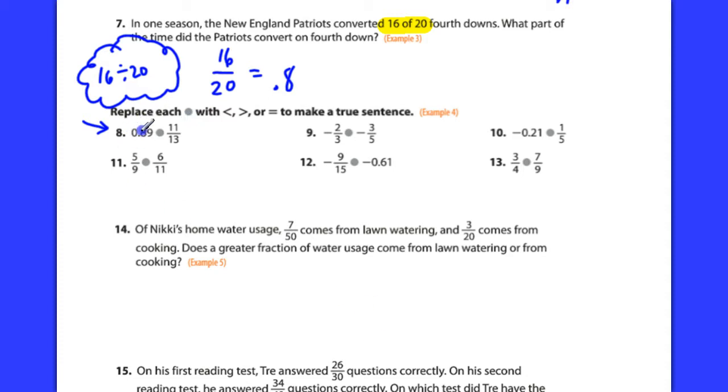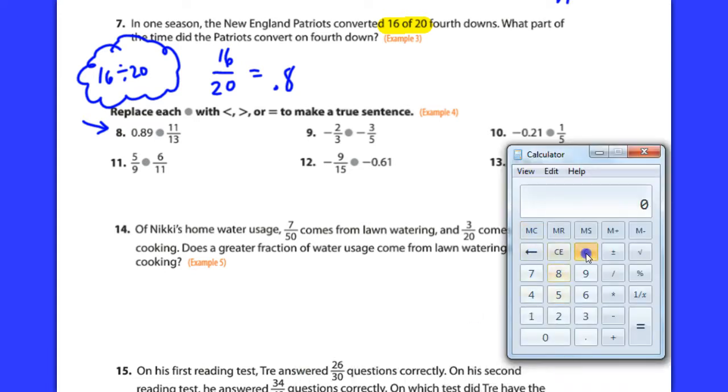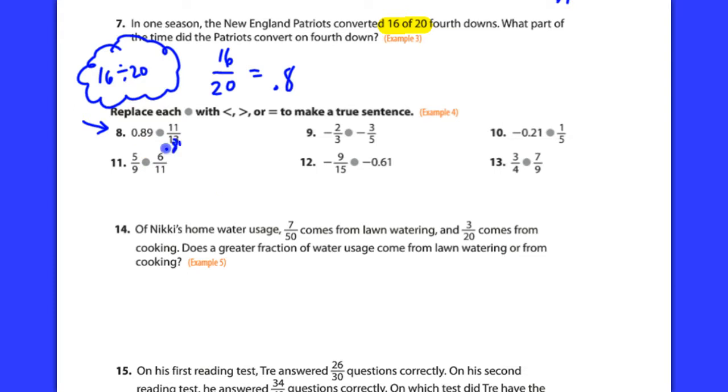So number 8 says 89 hundredths there, but 11 thirteenths, we need to figure out what that is as a decimal. So the easiest way to do that, just grab your calculator, hit 11 divided by 13, because a fraction means division, and we have 0.846. So let's jot that down. That's 0.846, and since that's like 89 and that's like 84, you can really just ignore the 6. That would be greater than. So 89 hundredths is greater than 84 hundredths right there.